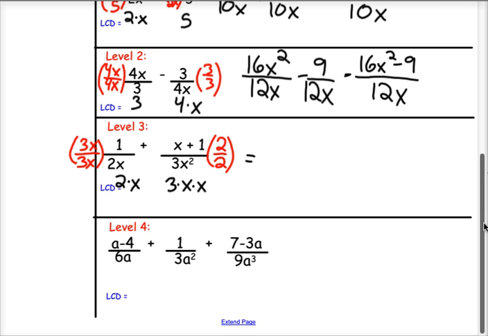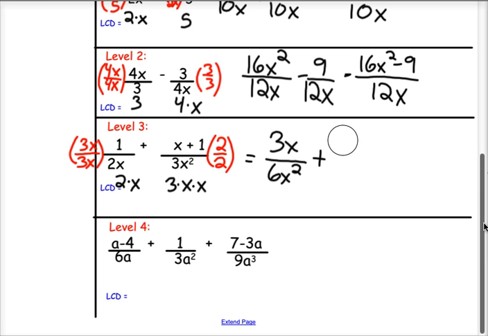So let's take a look at this. So 3x times 1 is 3x. 3x times 2x is 6x squared. Now I'm adding, so now 2 times x plus 1, okay? So 2, and it's multiplying the x plus 1. So I'm going to think of that as distributing, okay? I'm going to distribute that out.